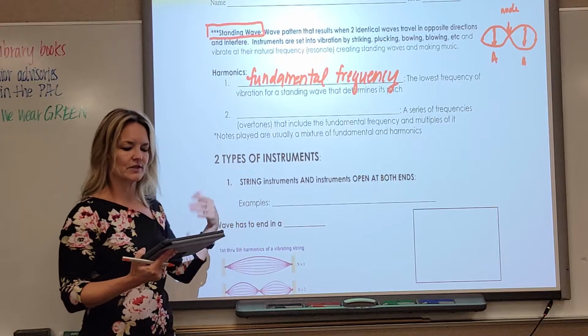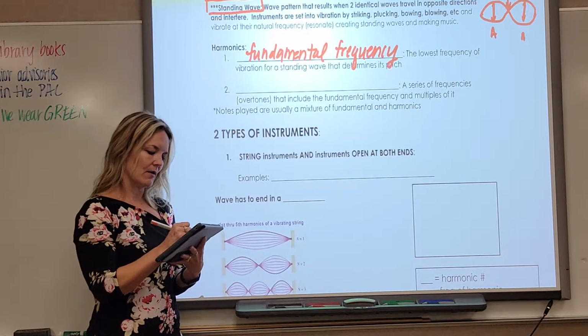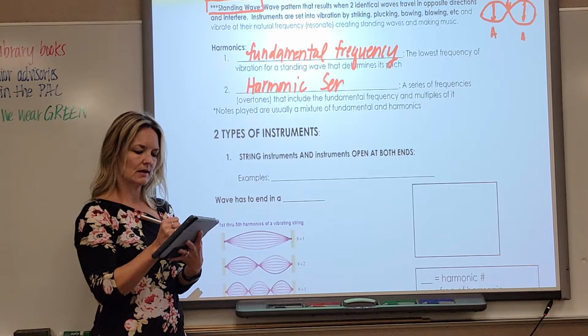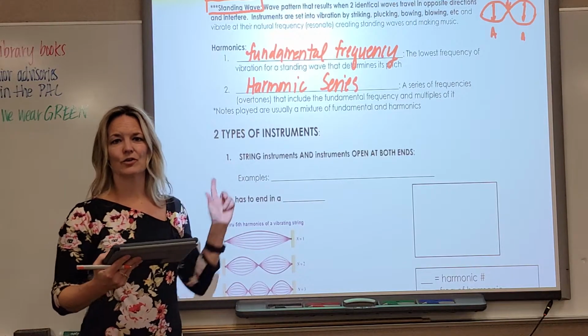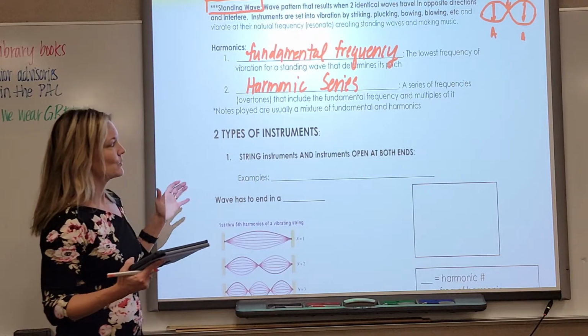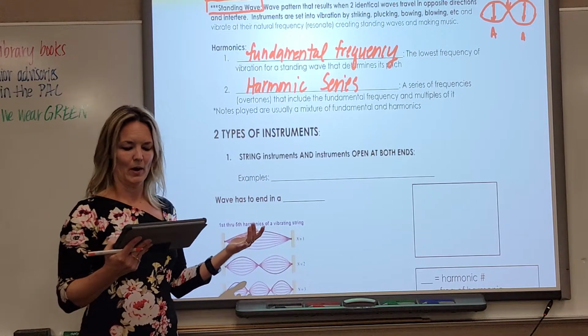So it's the first frequency that you hear, and then there is the harmonics or harmonic series. That is a series of frequencies or overtones that include the fundamental frequency and then multiples of it. And this is what gives the instrument or the musical note kind of its tone to it.